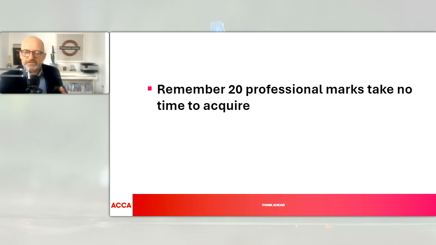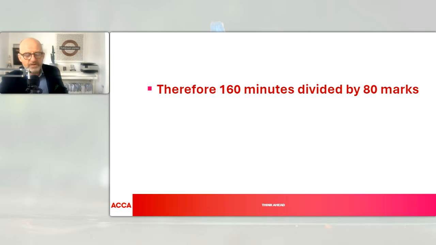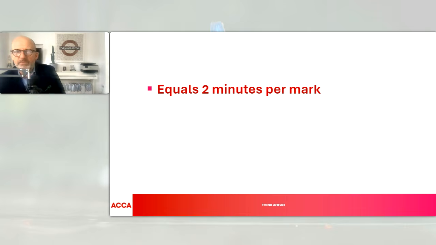The 20 professional skills marks take no time to acquire. It's about how you present things. So we divide not by 100, but by 80. If you want a rough rule of thumb, if you're spending about 30, 35 minutes reading and planning, you're looking at about 2 minutes a mark as a budget for how you are going to deal with the SBL exam. Okay, that would be my recommendation.